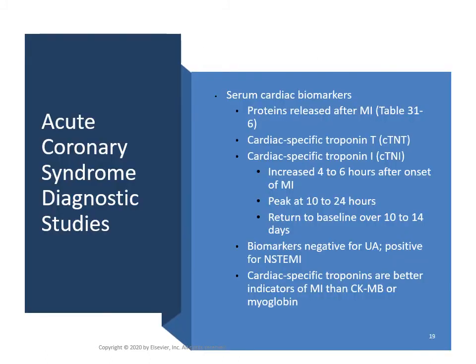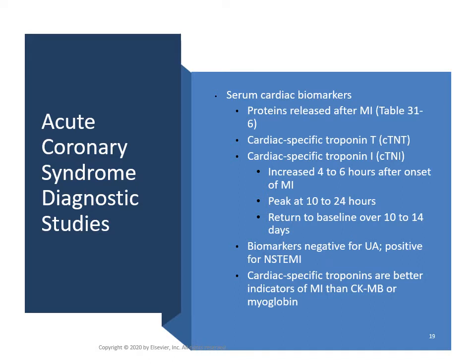Serum cardiac biomarkers are proteins released into the blood from necrotic heart tissue after MI. The onset, peak, and duration of levels of these biomarkers are shown in figure 33.15. Cardiac-specific troponin has 2 subtypes, cardiac-specific troponin T and cardiac-specific troponin I. These biomarkers are highly specific indicators of MI and have greater sensitivity and specificity than creatinine kinase MB.